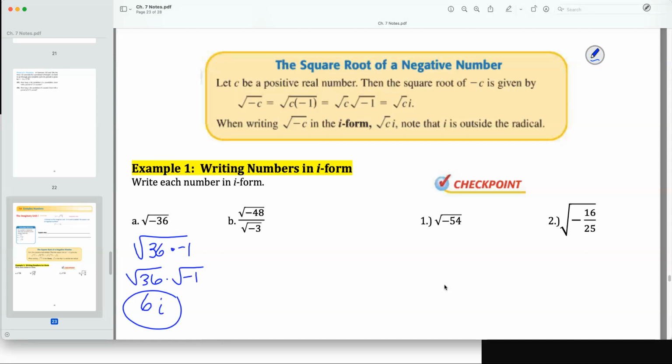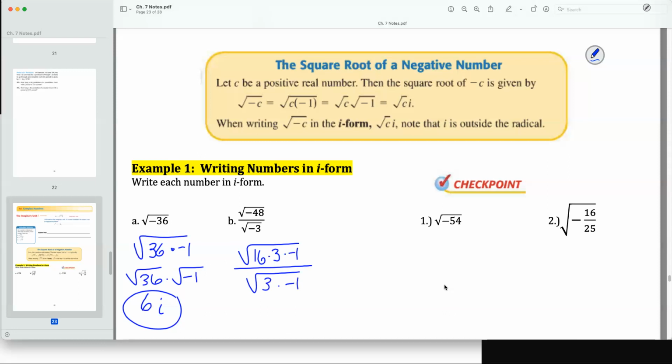For the second one, you're really just trying to rewrite both of these expressions in imaginary number form first, and then simplify what you can. So 48 is not a perfect square in itself, so I'm not going to just rewrite it as 48 times -1. I'm going to rewrite it as 16 times 3 times -1, because I want to still be able to reduce this, even though 48 is not a perfect square. I can break it up into 16 times 3, and 16 is a perfect square. And then for the denominator, I'm going to rewrite that as 3 times -1.